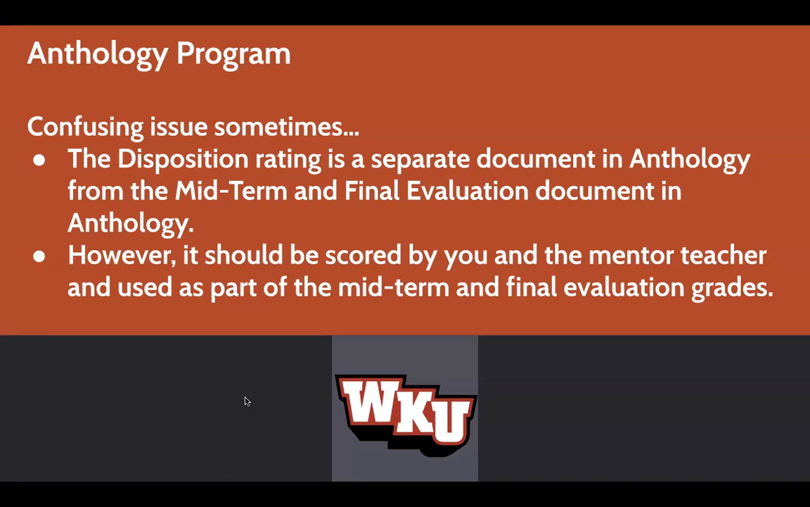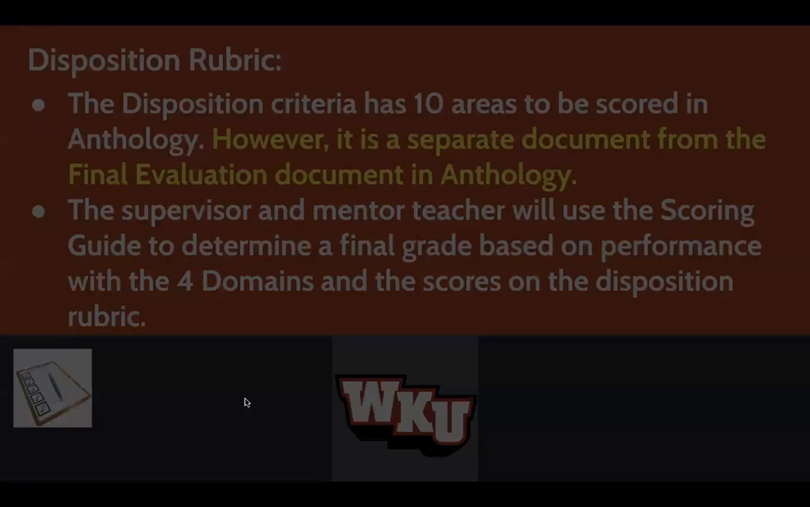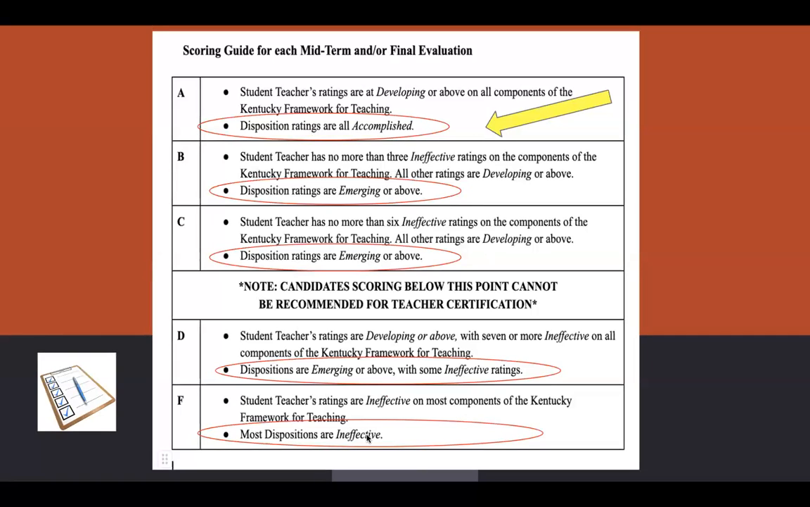So you have to look at the disposition criteria separately in Anthology. You have to look at the framework, and then you have to look at the scoring guide. We apologize. We know that's some extra work on your part. You would look at the scoring guide that I showed you earlier. You would decide what the overall ratings in the framework were at the time of midterm or final, and then you'll look at the disposition ratings.